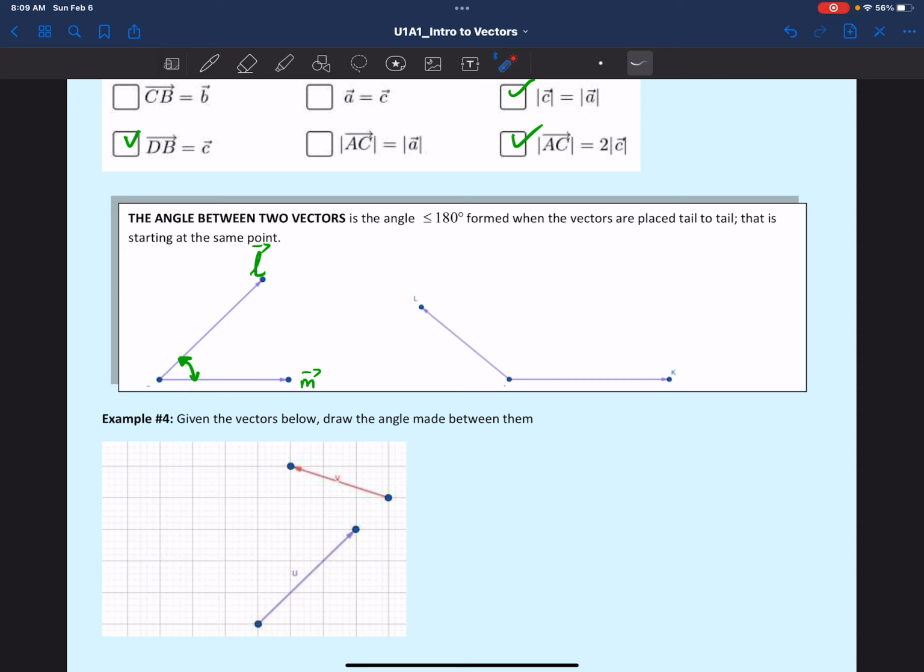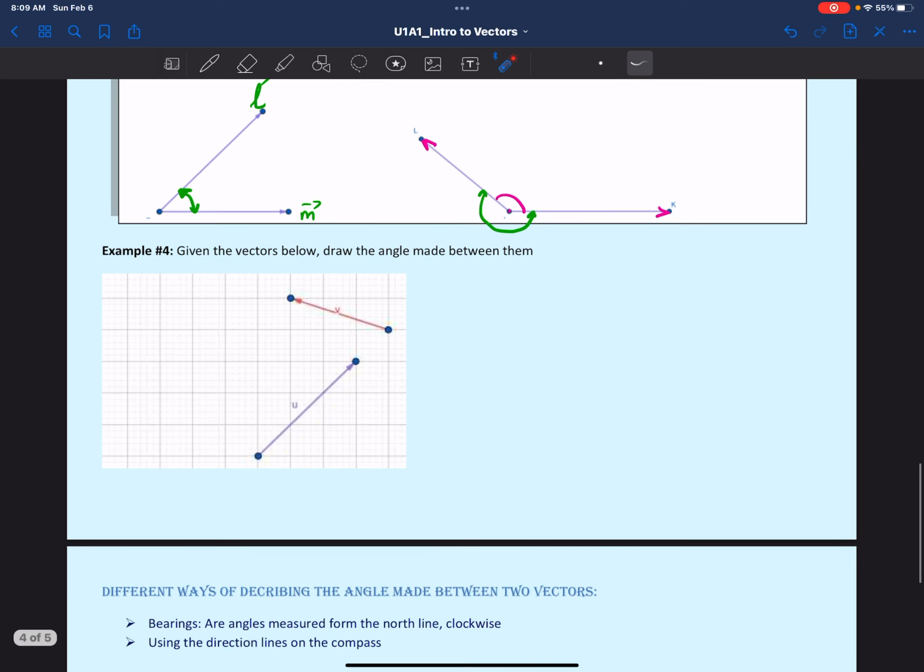Now, here we have an example where the angle between the vectors is obtuse. So again, you place the vectors tail to tail, and the vectors will make two angles with each other, and we refer to the smaller one as the angle made between two vectors.